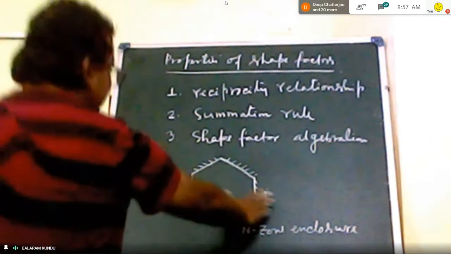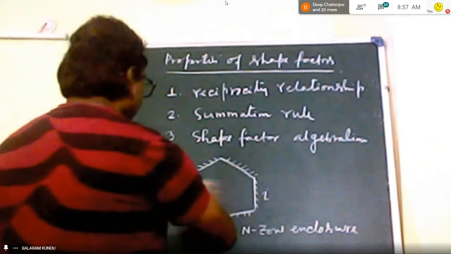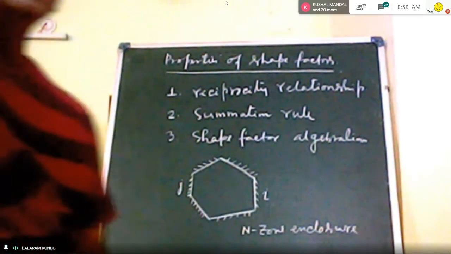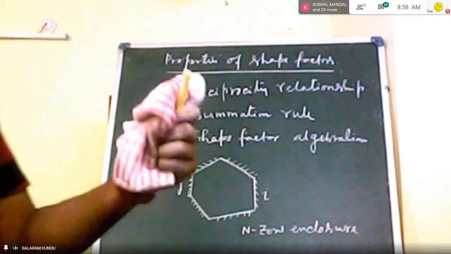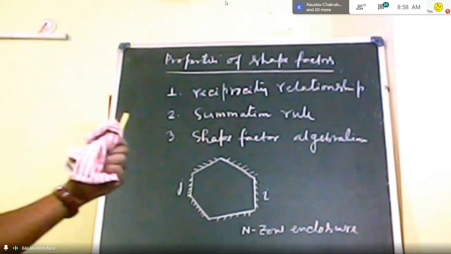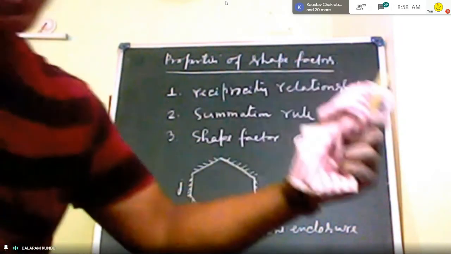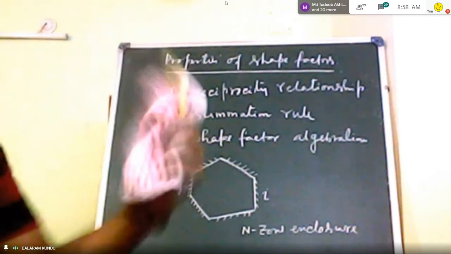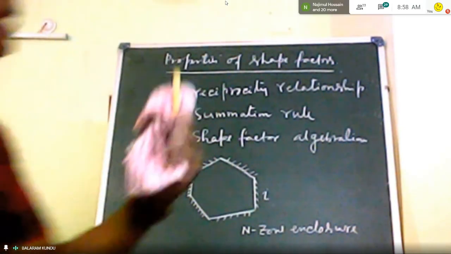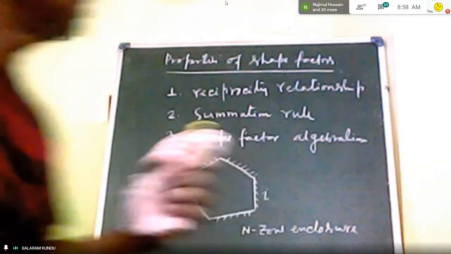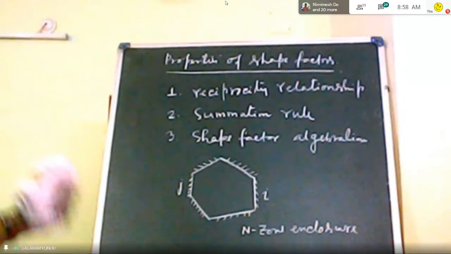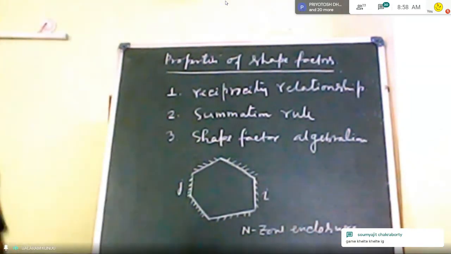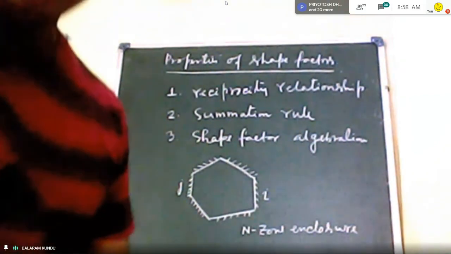For this surface, the amount of radiation energy emitted from other surfaces that strikes the surface I, this information we want to determine. The amount of radiation energy emitted from other surfaces that strikes the surface I. So that will be what, mathematically?